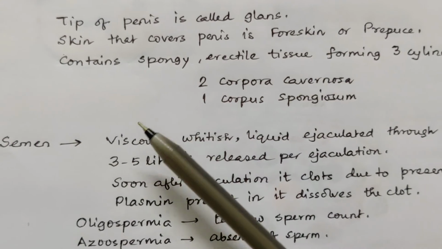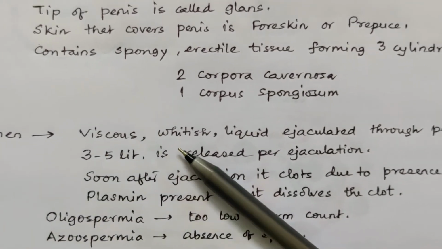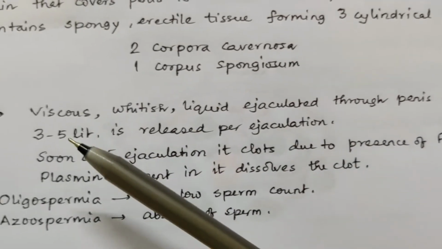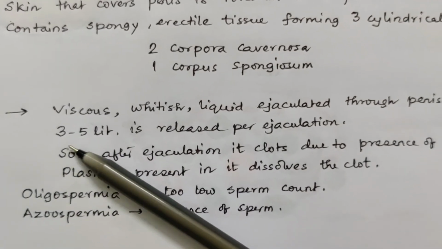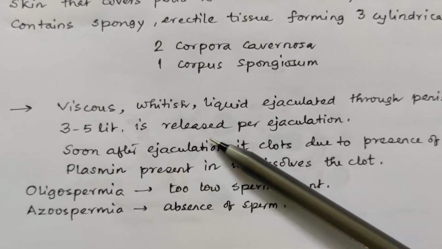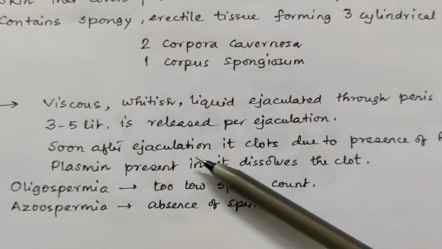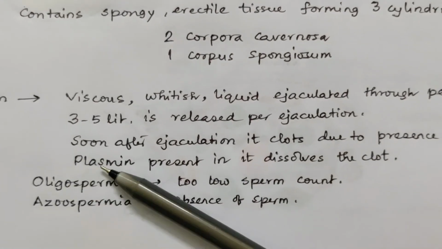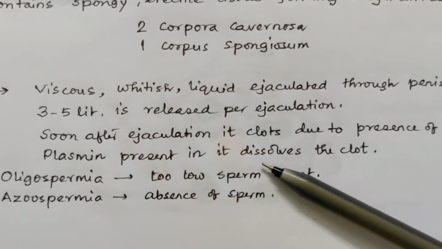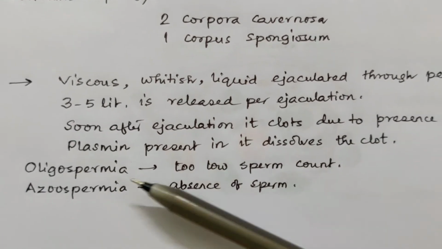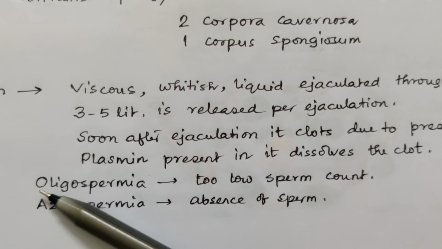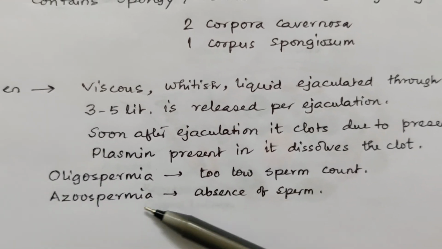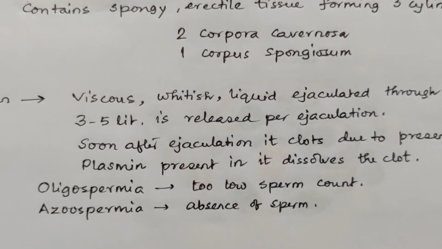Now, the semen. Semen is a viscous whitish liquid ejaculated through the penis during orgasm. Approximately 3 to 5 milliliters of semen is released per ejaculation. Soon after ejaculation, it clots because of the presence of fibrinogen. The plasmin present in it dissolves the clot. Now, two terms you have to know. Oligospermia means too low sperm count, and azoospermia means absence of sperm.